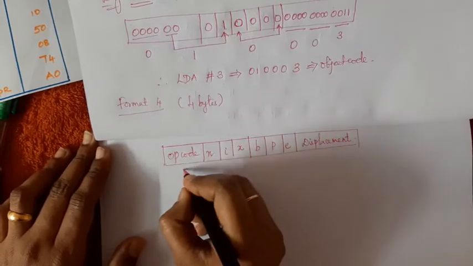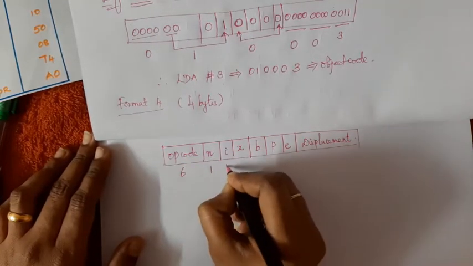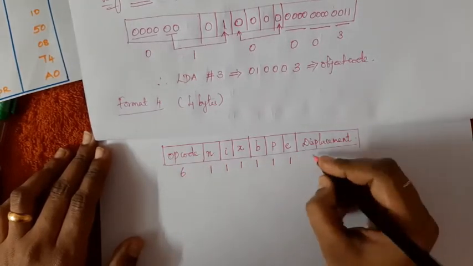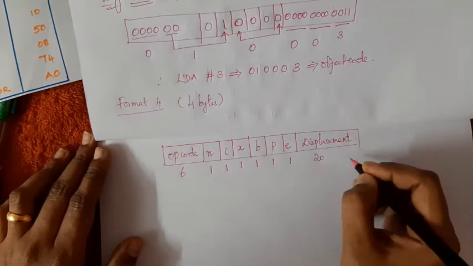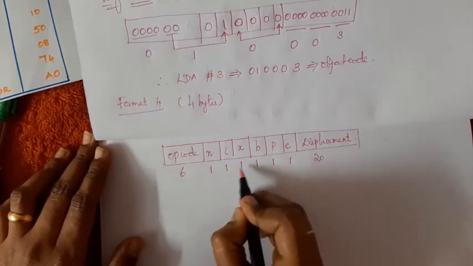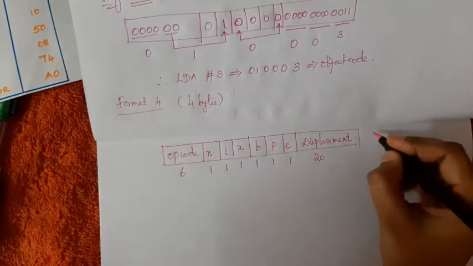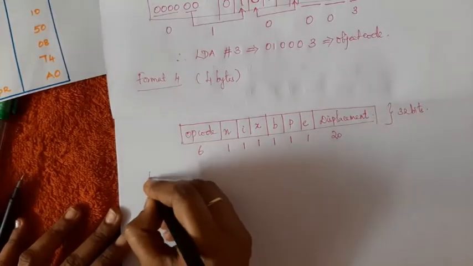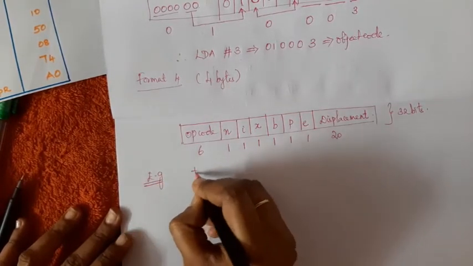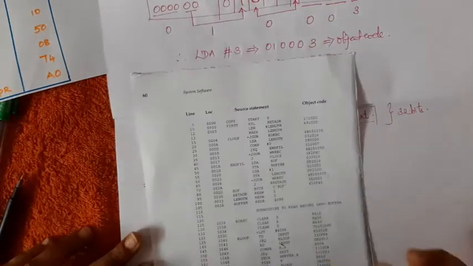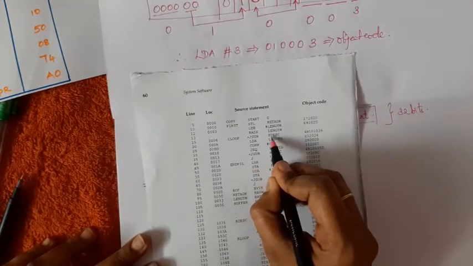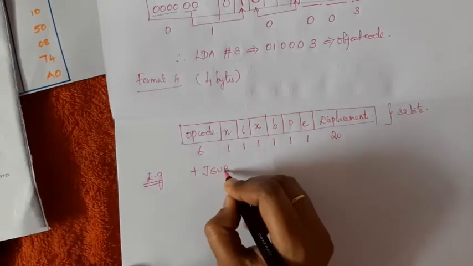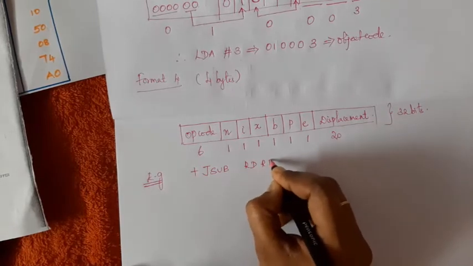Okay, so here opcode holds 6 bits. And here 1, 1, 1, 1, 1, 1. Each one carries 1 bit. And here we'll have 20 bits. Okay. 20, 6, 7, 8, 9, 10, 11, 12. Means 32 bits. Okay. So we go for an instruction. Example, I say plus JSUB. We'll take this instruction, plus JSUB RDREC. Okay, we'll take that. We'll find an object code for that. Plus JSUB RDREC.